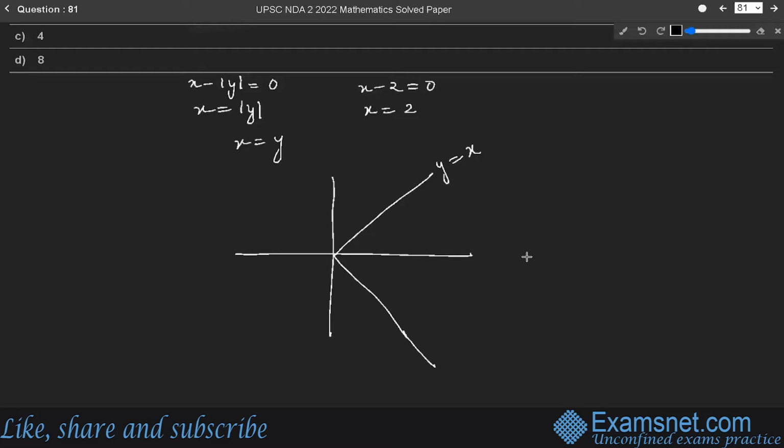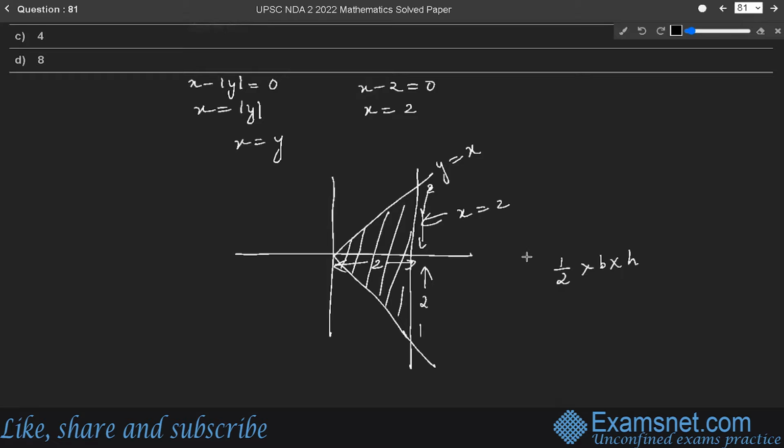So let this be the point 2. This is x is equal to 2. And this is a triangle and the question is asking to find the area of this particular triangle. We know that area of triangle is half into base into height. See, x is equal to 2 means base is 2. And since x is equal to y means this is also 2. And this is also 2.